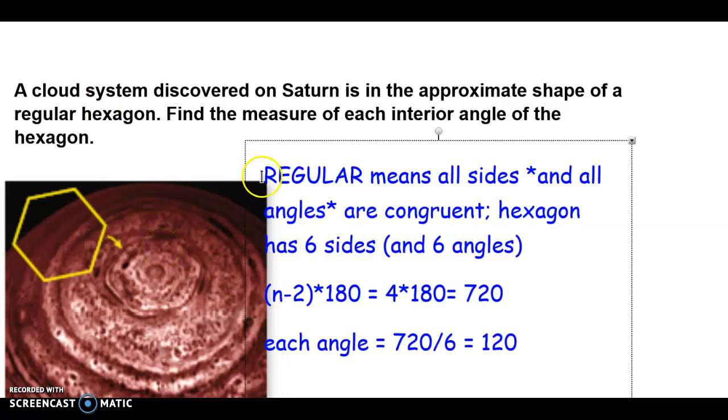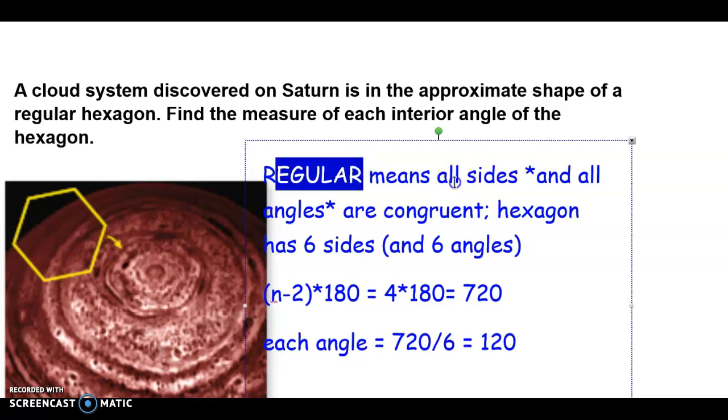So I made a note here. Regular means all sides and all angles are congruent. So each side is congruent to every other side. Each angle is congruent to every other angle. Okay? So a hexagon has 6 sides and 6 angles. So I know that they're all exactly the same.